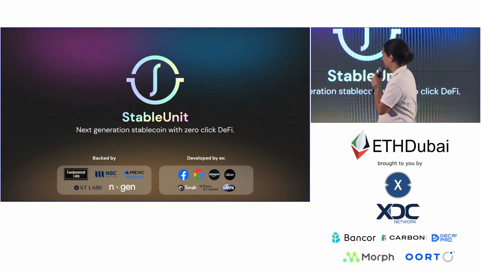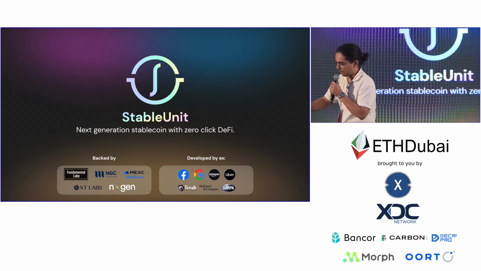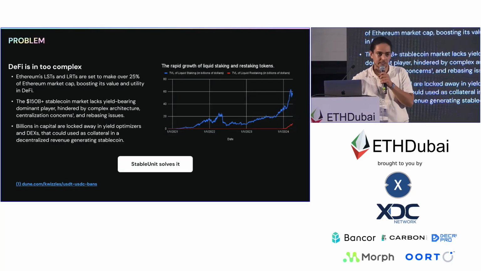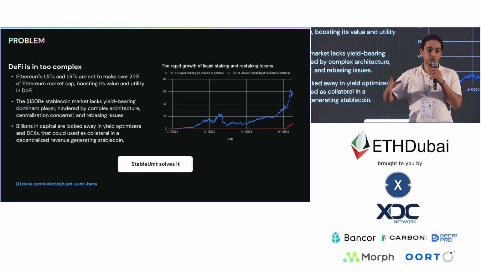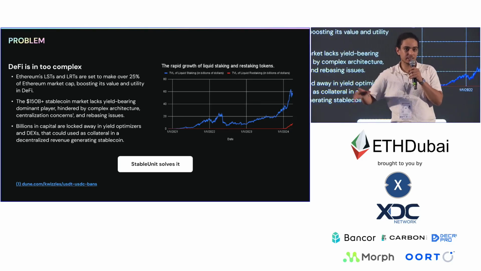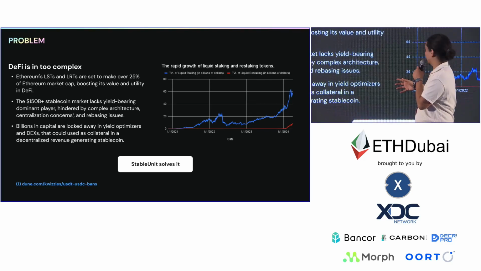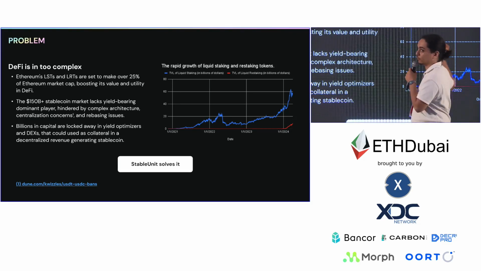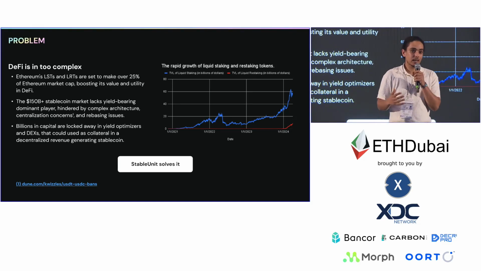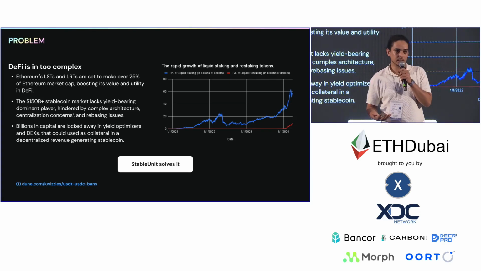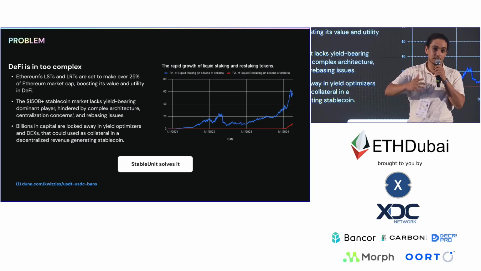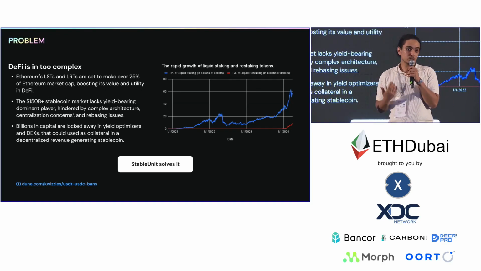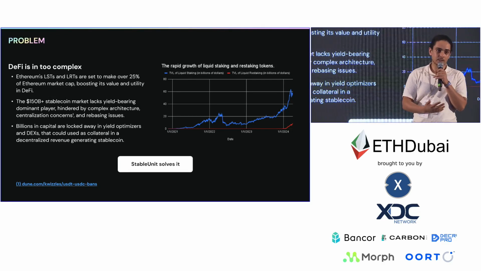We built a stable unit. So in a nutshell, since we don't have enough time to go into the details, we built an LP and LST-backed stablecoin with the focus on LPs. It's a yield-bearing stablecoin. And why we did that? We noticed the rapid growth of LSTs, LRTs, and there is a market for yield-bearing tokens. They're taking a big chunk of the market compared to ETH. They're growing exponentially. Stablecoins should follow the same path.